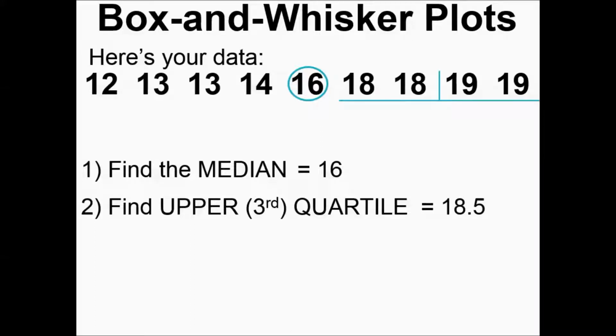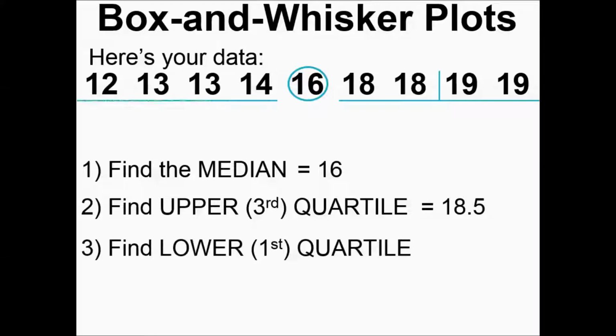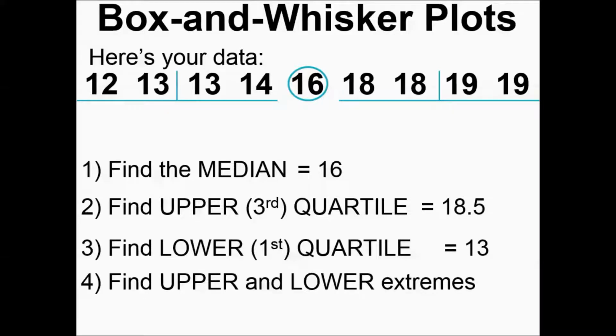Then you're going to find your lower quartile. So on your bottom numbers, you have those 4 numbers. Of those 4, the 13 and 13 are the 2 middle numbers. It's going to be between those. Basically, you're going to add them, divide by 2. You get 13. So your lower quartile is 13. 2 more things you need to figure out, and that's your highest and lowest values, also known as upper and lower extremes. So you're going to have those as 19 and 12.